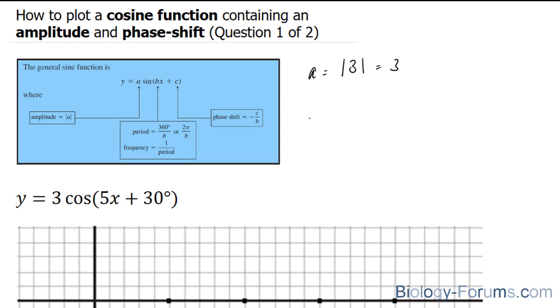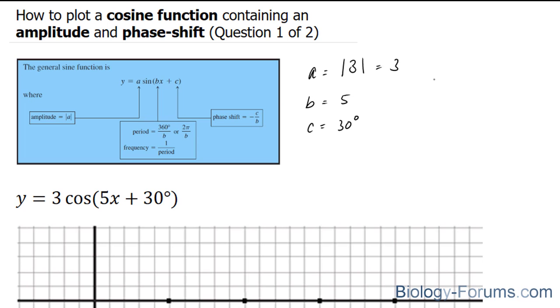Next, our b value is the number that is connected to the variable. In other words, the coefficient of the variable, and in this case it's x, so our b value is 5. And finally, your c value, which helps you to determine the phase shift later on, is this value right here. And since the c value is in degrees, we know that this particular equation is configured in degrees, and therefore when it comes to finding the period, you have to use this formula, not this version, this one.